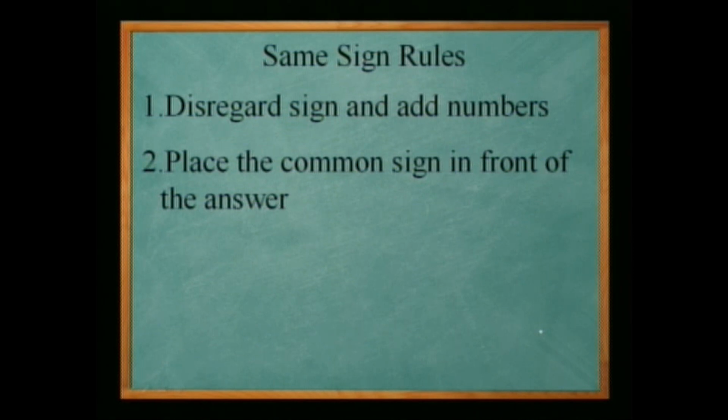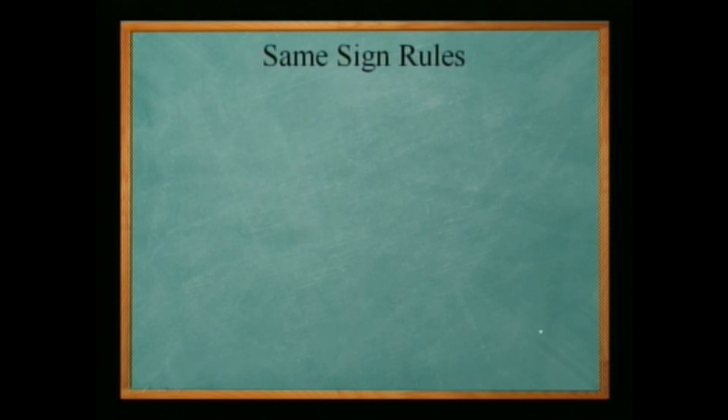So there are basic rules when you're adding and subtracting dealing with negative numbers. If both have the same sign, you're going to disregard the sign and just add the two numbers together just like they were positive, and place the common sign in front of the answer. So let's look at a few examples.